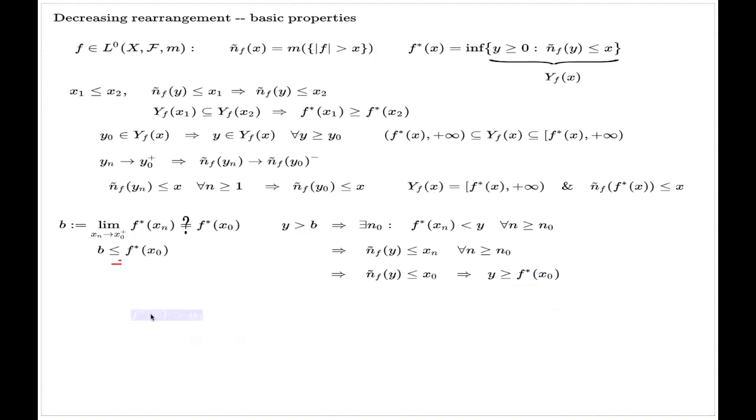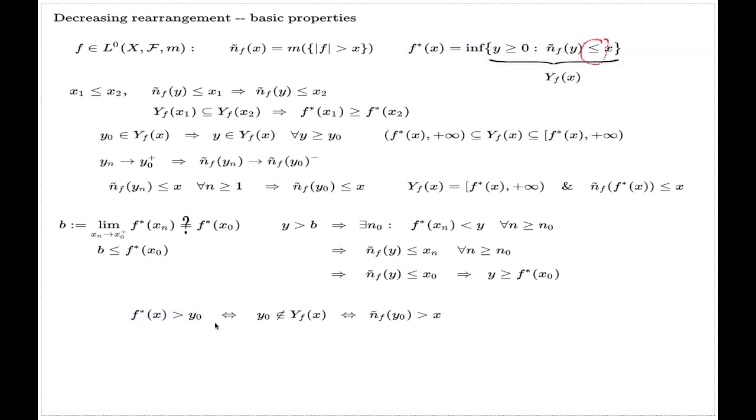Now, the final property which I want to discuss in relation to the decreasing rearrangement is the following. If I have the inequality f star of x bigger than y0, because of this description of the y sub f set, this is equivalent to saying that y0 doesn't belong to the y sub f set of the point x. But if I use the definition of the y sub f set, I can equivalently say that we have the inequality like that, the opposite of this inequality.